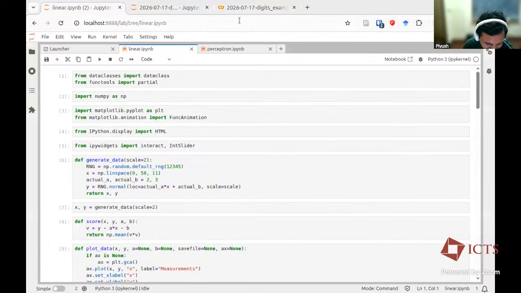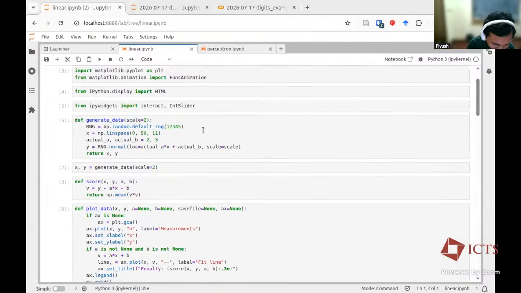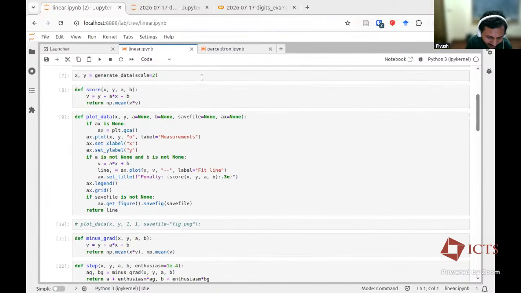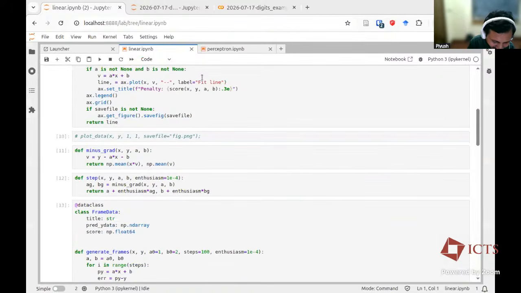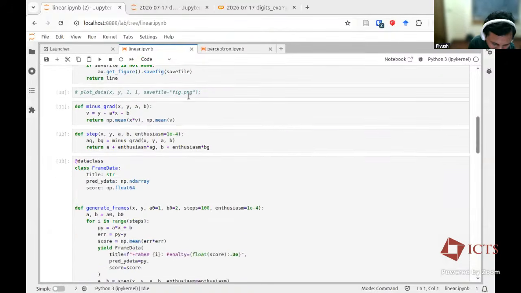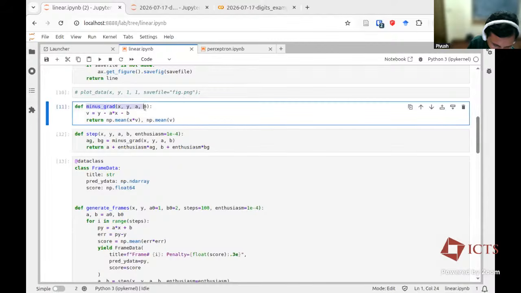So here you can see this code. What I have done here is generate some random data, of the kind that was used to generate this plot. And now what we are going to do is find this function, minus grad. What it is doing is computing a list of numbers, a so-called vector.